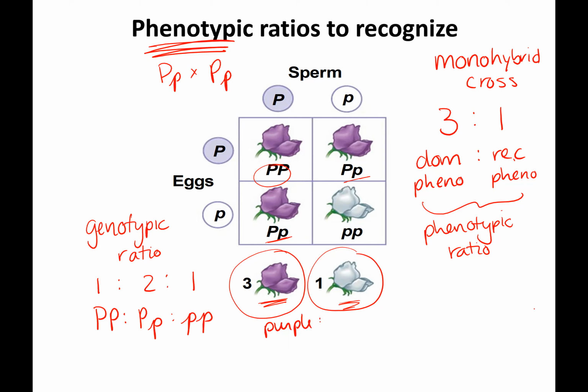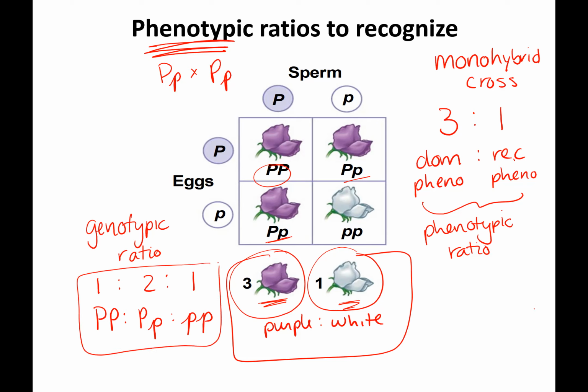And for me, you have to always define what your ratios are. So don't just write a 1 to 2 to 1 or a 3 to 1. If you're writing out a problem, tell me what those numbers represent. Monohybrid cross, pretty easy.